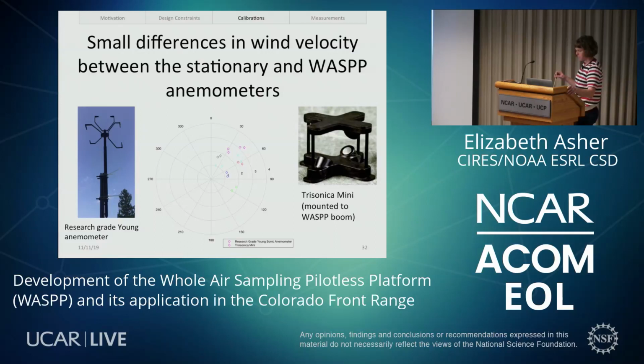The takeaway from our comparison between the sonic anemometer at 10 meters and the Trisonica Mini, which is the anemometer mounted to the WASP boom in flight, is that the comparison is relatively good. This is a polar plot showing wind direction from 0 to 360 degrees, and distance from the center of the plot shows wind speed. Paired measurements are in the same color, so those were a comparison between the WASP measurements, which are diamonds, and the circles, which are sonic anemometer measurements. So the comparison is relatively good, but there are some small differences.